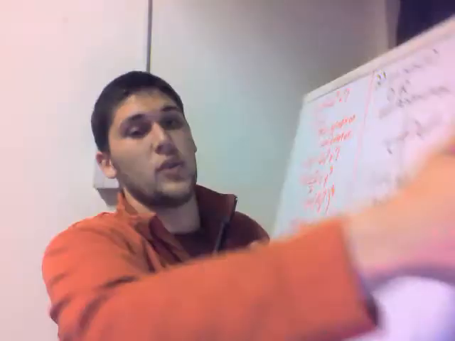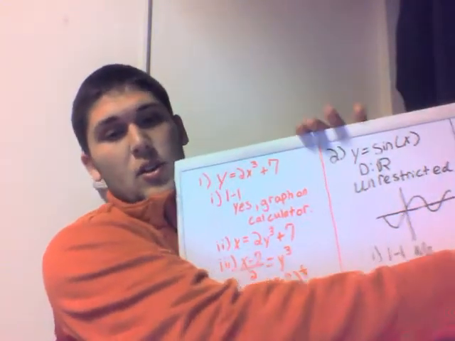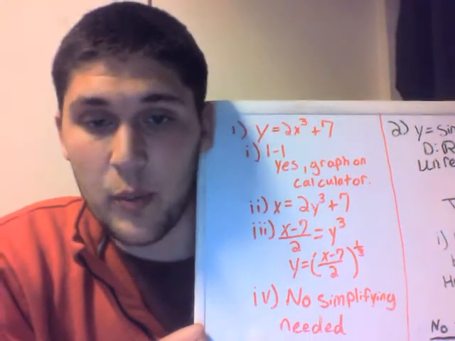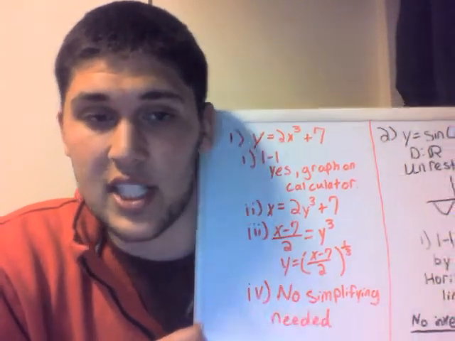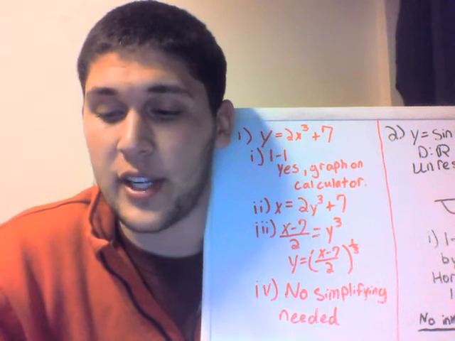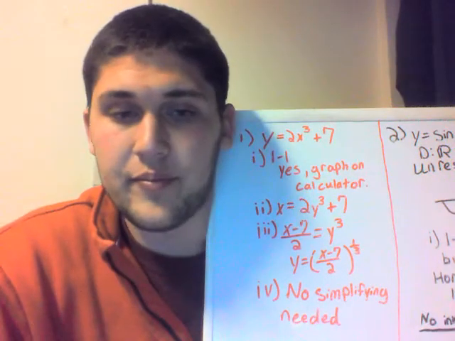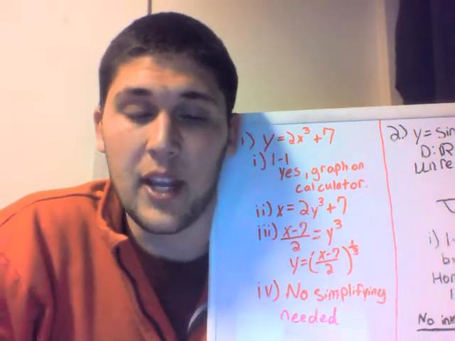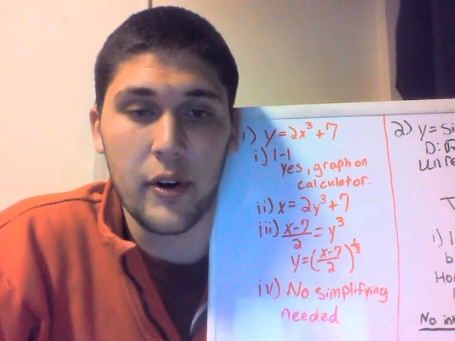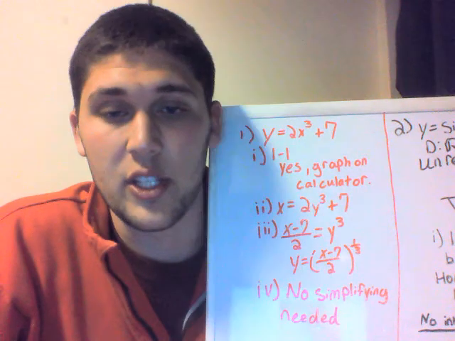So here's a couple of examples real quick. The first one is y equals 2x cubed plus 7. So how do we check to see if that is one-to-one? I just graphed it on my calculator, and here's the graph of it. And you can easily see that anywhere on that graph, you can put a horizontal line. It only touches one spot, so it is one-to-one.